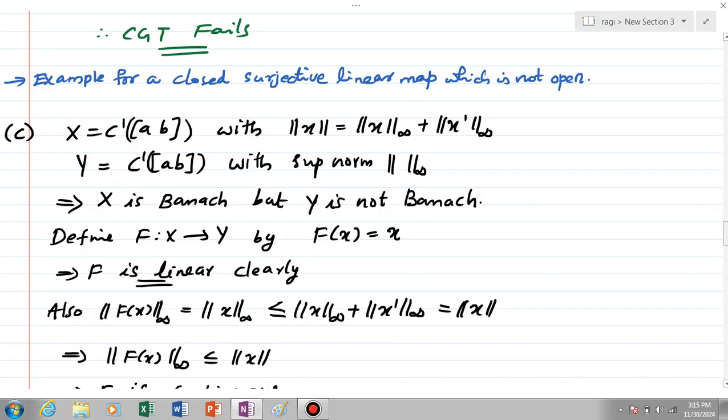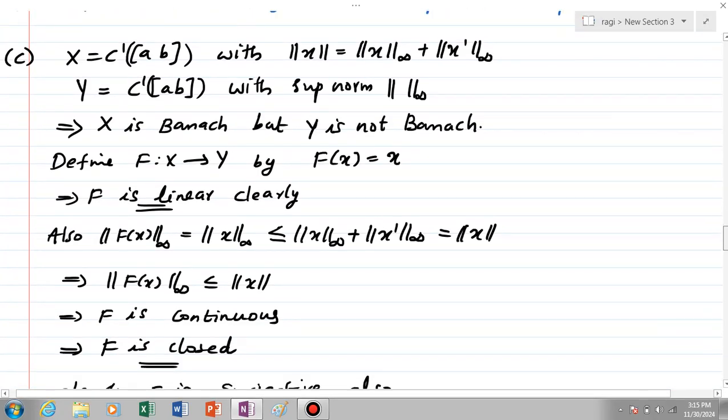Then clearly F is linear, and F is closed also because F is continuous. That is, norm infinity of F of x is equal to norm infinity of x, which is clearly less than or equal to norm infinity of x plus another quantity, norm infinity of x', which is nothing but the norm of x. So this means that norm infinity of F of x is less than or equal to norm of x, which means F is continuous and hence it is closed.